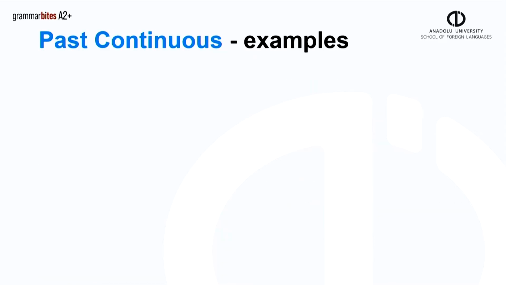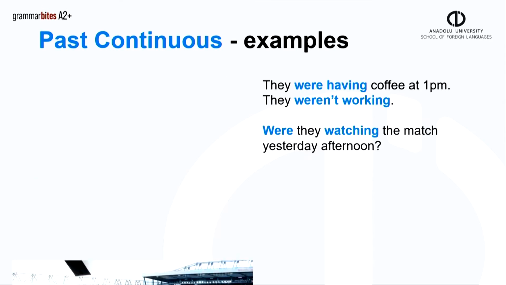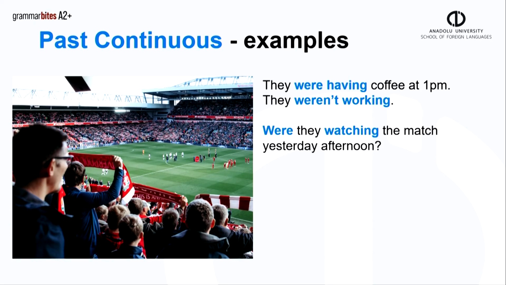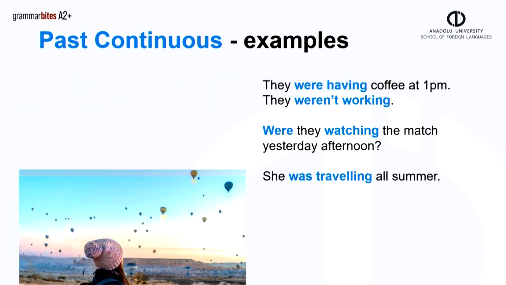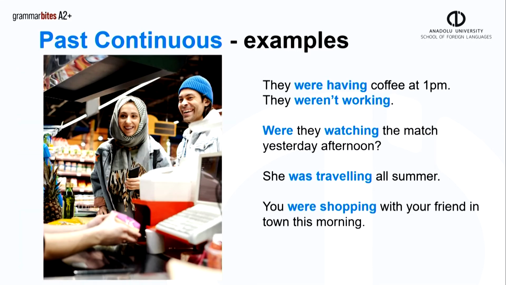Now here are some examples of the past continuous for actions in progress at a time in the past. They were having coffee at 1 p.m. They weren't working. Were they watching the match yesterday afternoon? She was travelling all summer. You were shopping with your friend in town this morning. Remember here, we use verb ing with was, were.